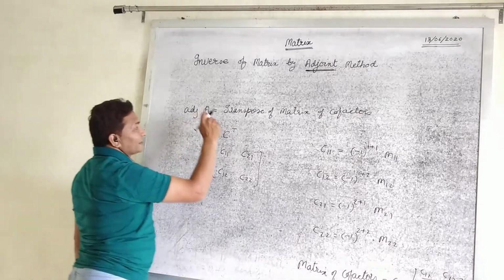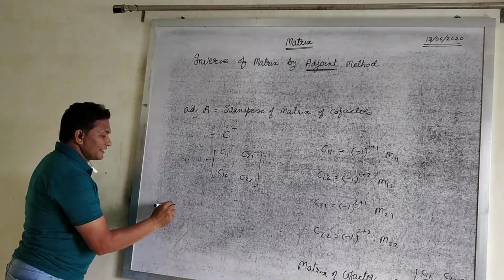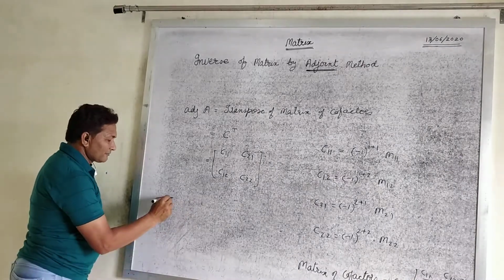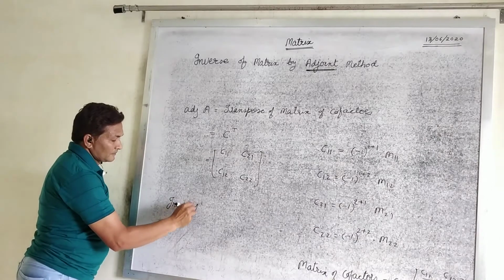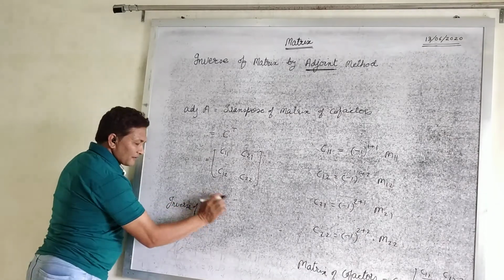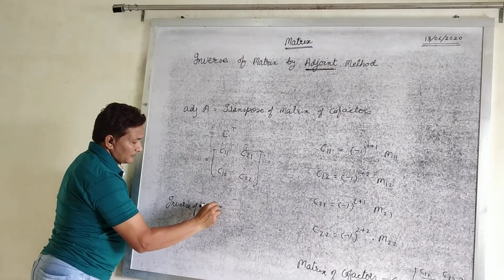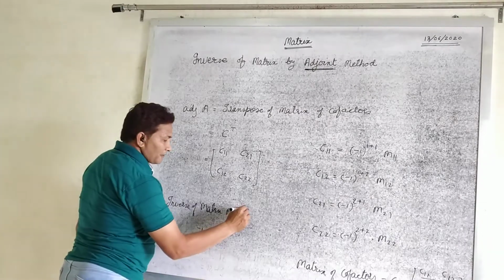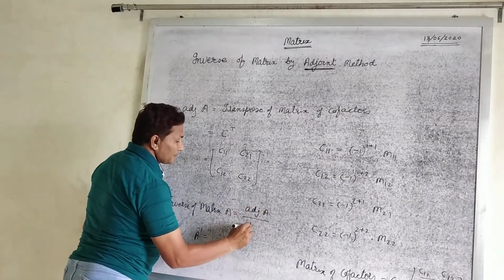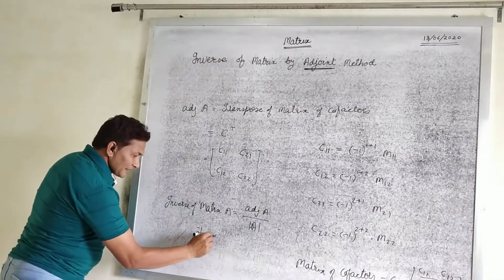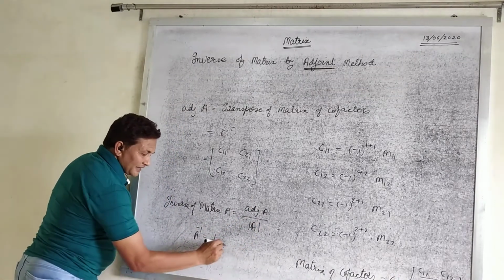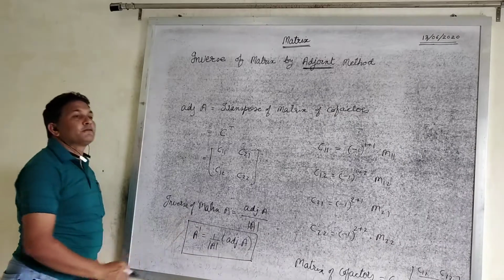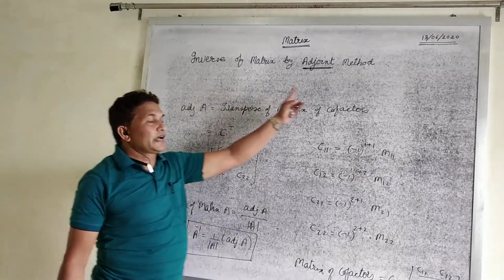After getting the adjoint of A, we use the formula to find the inverse. The inverse of matrix A is denoted by A inverse, and the formula is adjoint A divided by determinant of A. You can also write it as 1 upon determinant A into adjoint A. So this is the formula to find the inverse of a given matrix by using adjoint A.